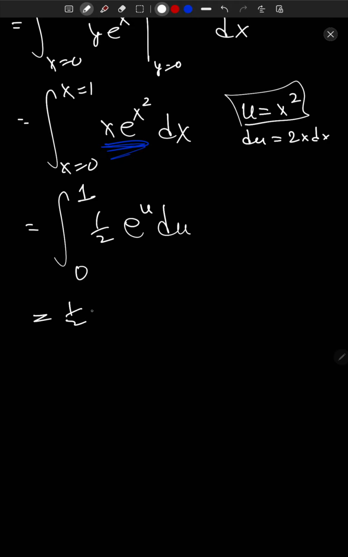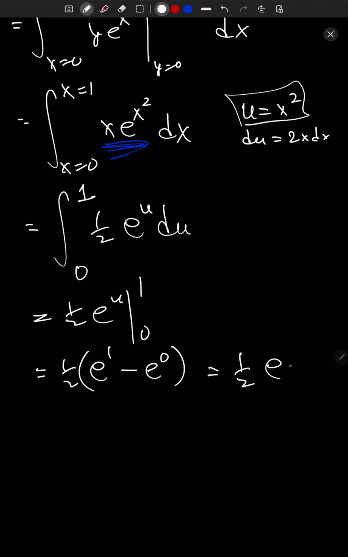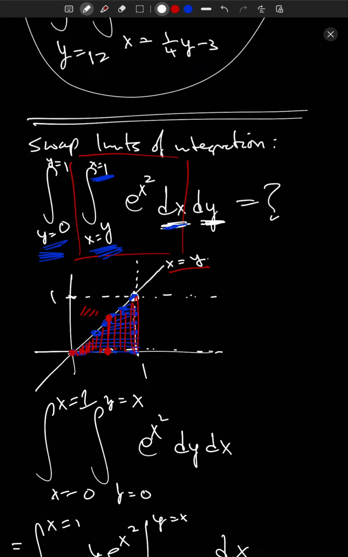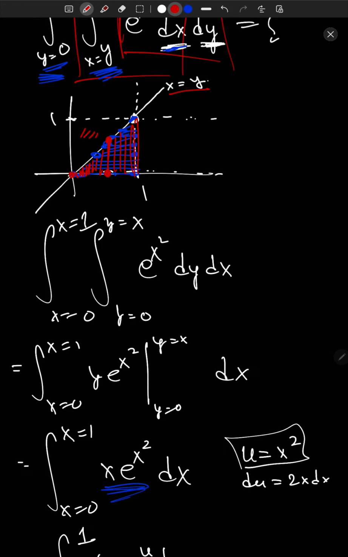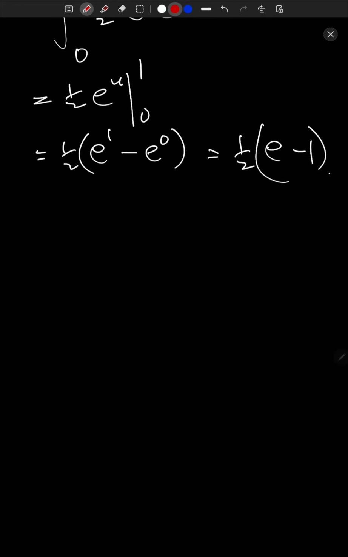So this is 1/2 e to the u, from 0 to 1. And so this is 1/2 (e to the 1 minus e to the 0), which is 1/2 (e minus 1). So again, this is something that you wouldn't have been able to do if you had just integrated it directly, dx dy. We wouldn't have had such a nice, simple substitution. Okay, let's do one more example of this.